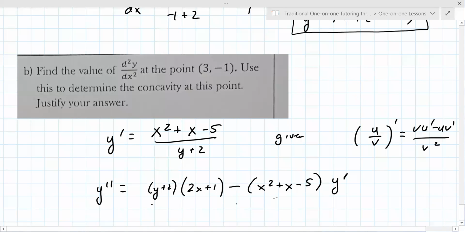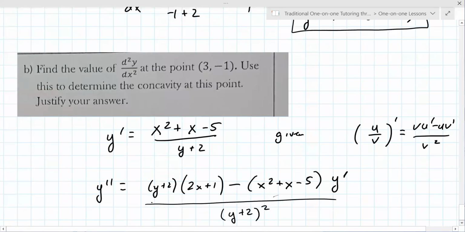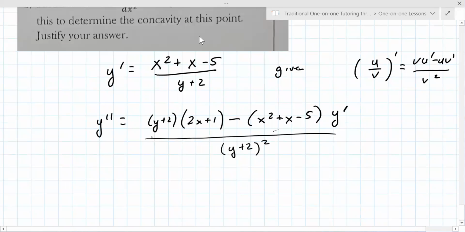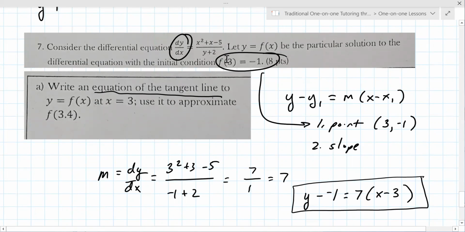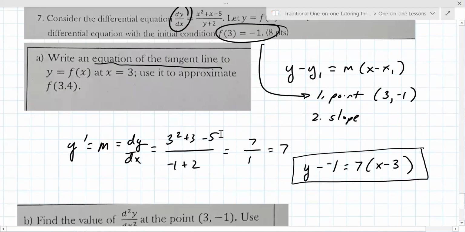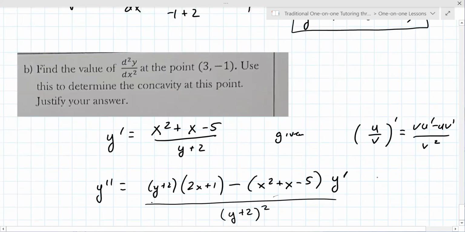Okay, over the bottom squared. So they want you to again plug in this 3 comma -1, which is fine. You know how to plug those in. The only thing you may not know is this y prime. That comes from part A. It's the slope. It's 7. You already did that in part A. So I'll just make a note here that y prime is 7 from part A.